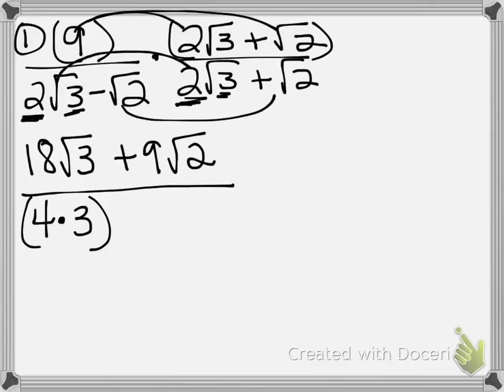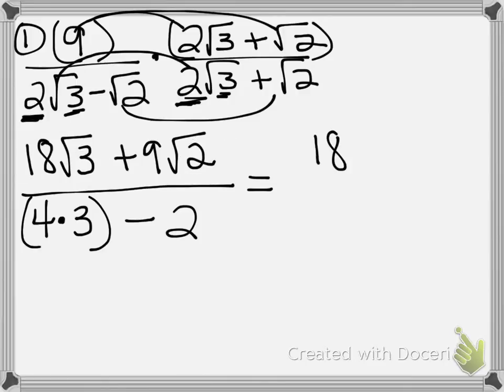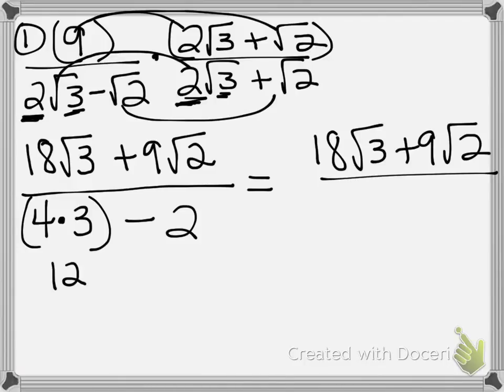And then I have negative square root of 2 times positive square root of 2, and that's going to just be a minus 2. And so now at this time, if you notice in my numerator, there's nothing that I can reduce inside the radical. There is nothing, no like terms that I could add. So my numerator is actually just going to stay what it is, 18 square root of 3 plus 9 square root of 2. And then I know 4 times 3 is 12, so I have 12 minus 2, which is 10.